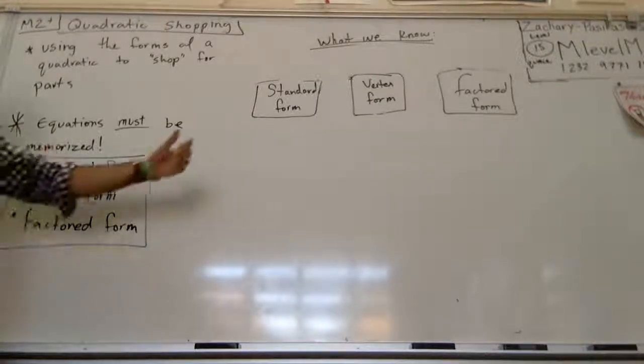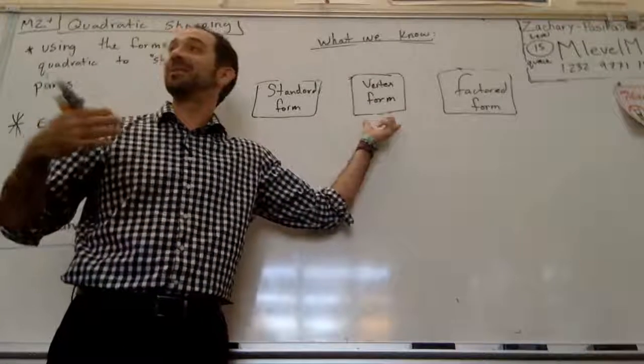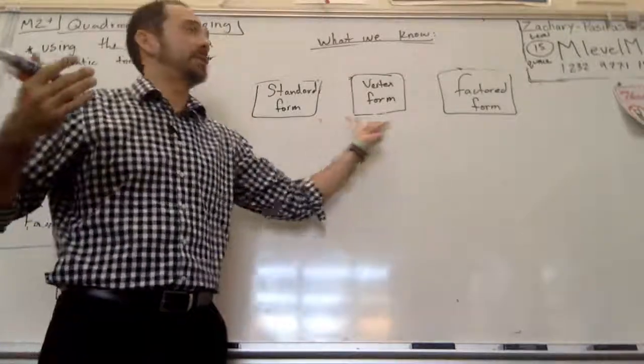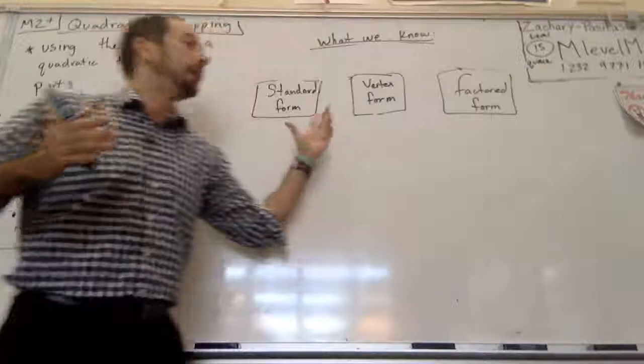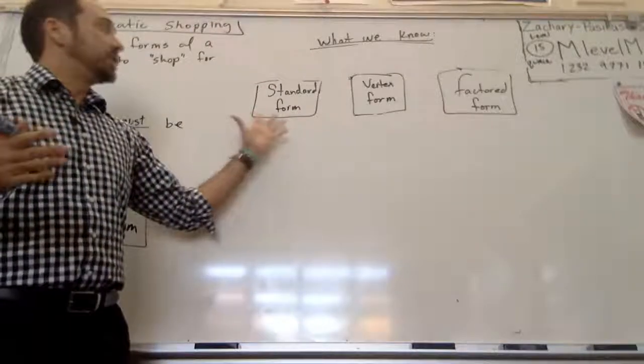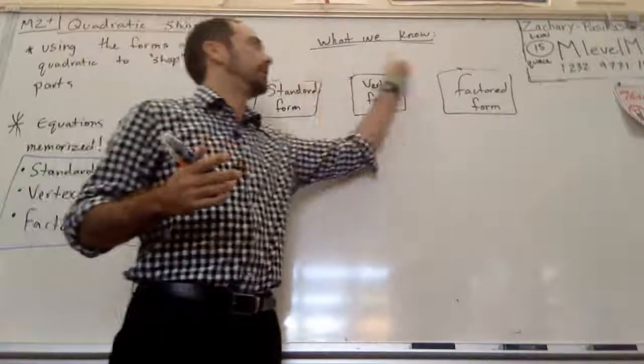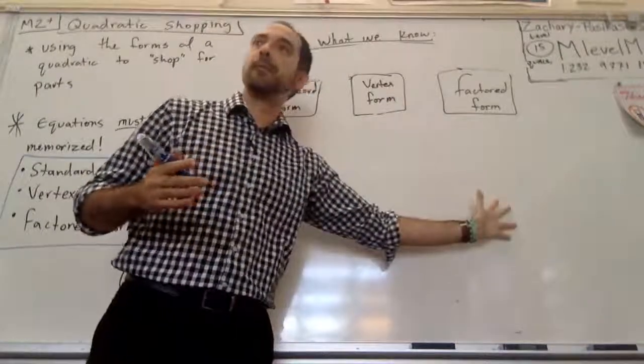For instance, vertex form, what do you think that's good for? Find the vertex, right? All of them will allow us to see if it's opening up or down. So, you know, you could find most of what you need out of standard form, then get over to factor form to find the last little bit of information.